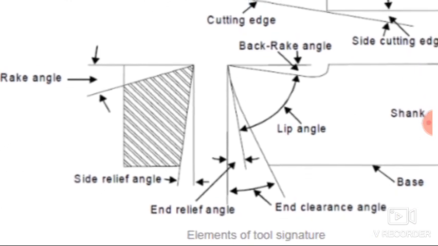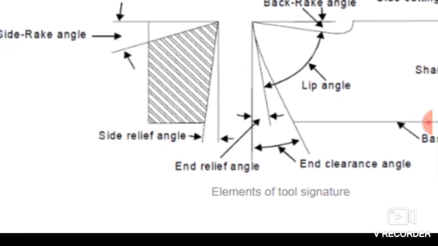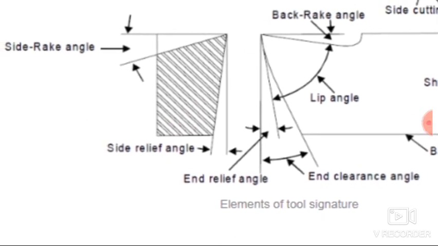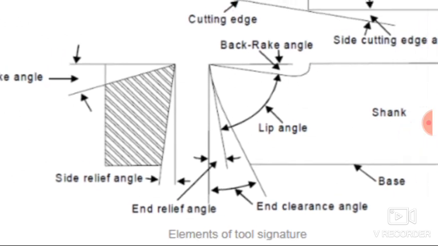Okay, now the side relief angle is nothing but the angle made by the surface which is below the side cutting edge and the side of the cutting tool, that is known as side relief angle. So side relief angle is nothing but the angle made by the surface which is immediately below the side cutting edge and the side of the cutting tool.